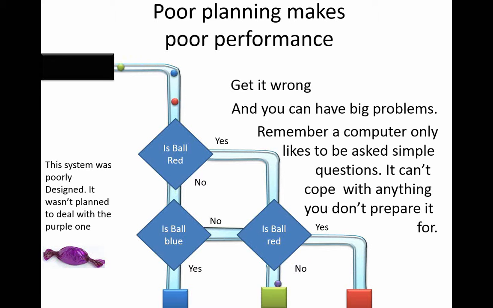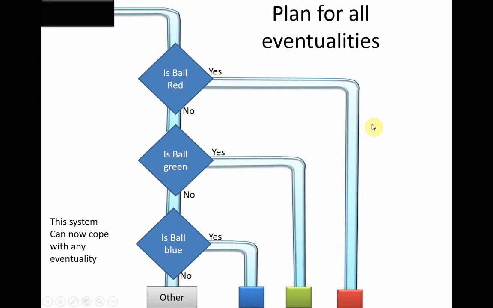Let's get it right. So I redesigned my flowchart, and here we go. It's much simpler, it's more straightforward. And you notice on the bottom now, I've got an "other". And the purple one, I haven't said, is there a purple one? Just anything else is dealt with in the other box.